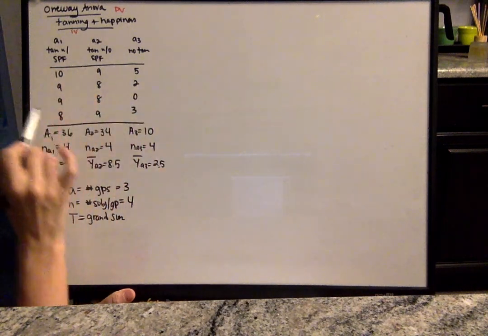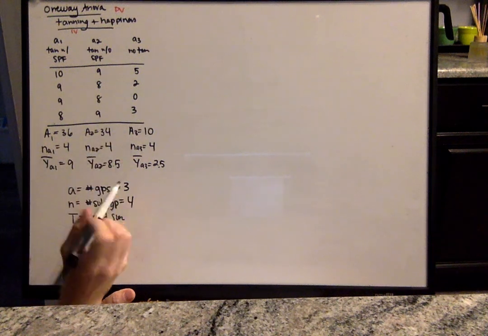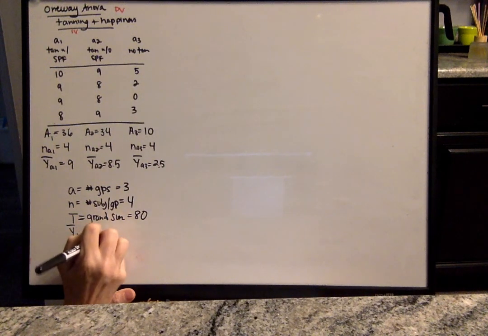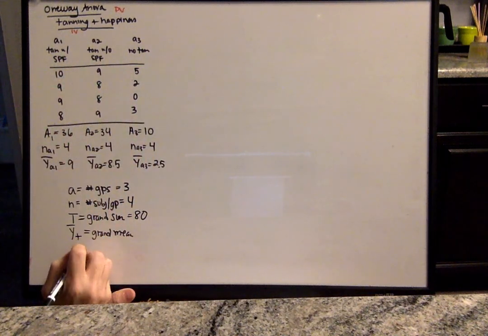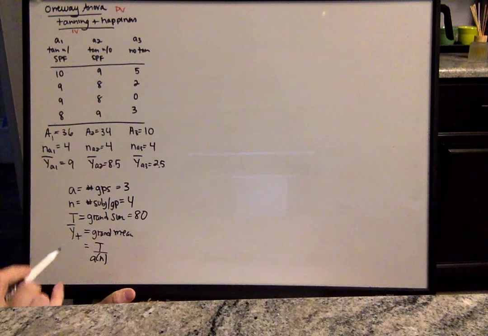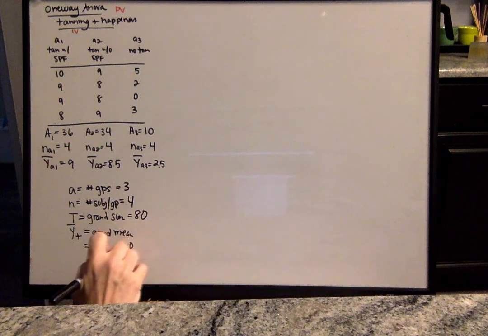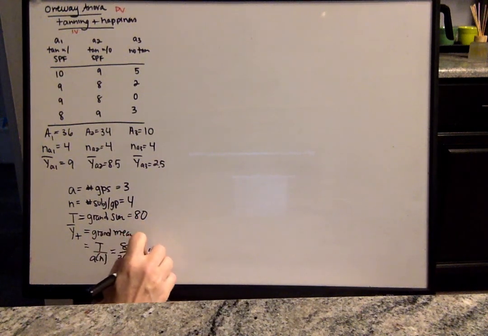So you can either add up all 12 of these scores, or if you trust your calculations here, you can add up 36, 34, and 10. And so that equals 80. And then Y bar T is the grand mean. It's the mean of all these scores. So the formula for this is capital T divided by little a times little n. So it's 80 divided by 3 times 4, and that equals 6.67.